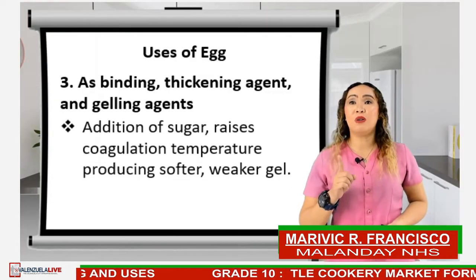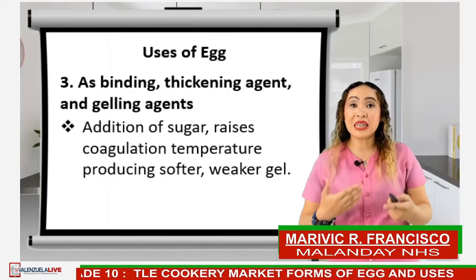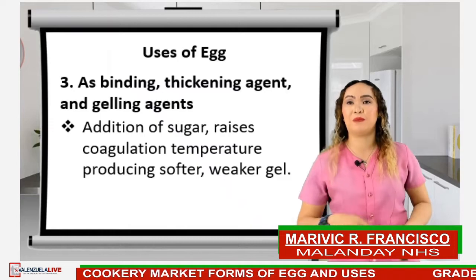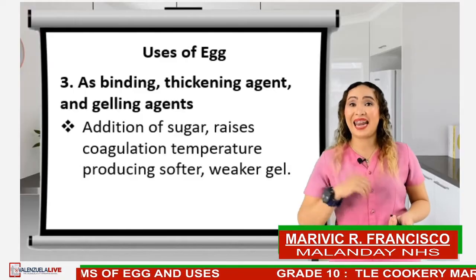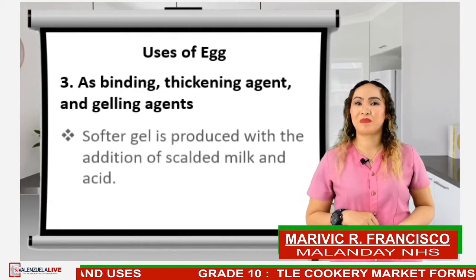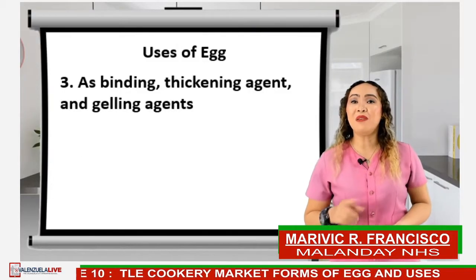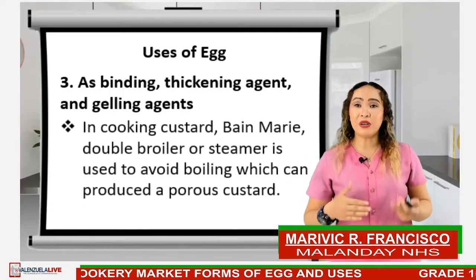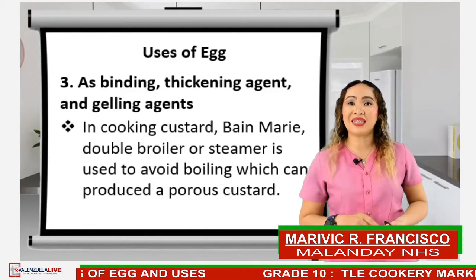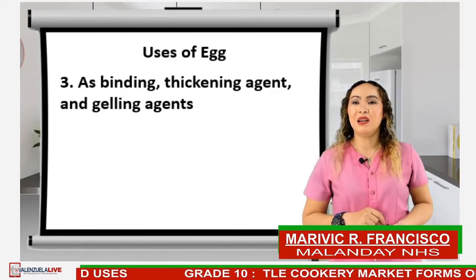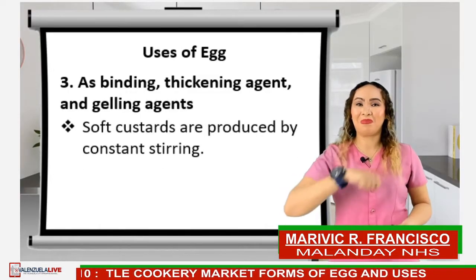Addition of sugar raises coagulation temperature, producing a softer and weaker gel. A softer gel is also produced with the addition of scalded milk and acid. Then, in cooking custard, the bain-marie, double boiler, or steamer is used to avoid boiling, which can produce a porous custard. Soft custards are produced by constant stirring.